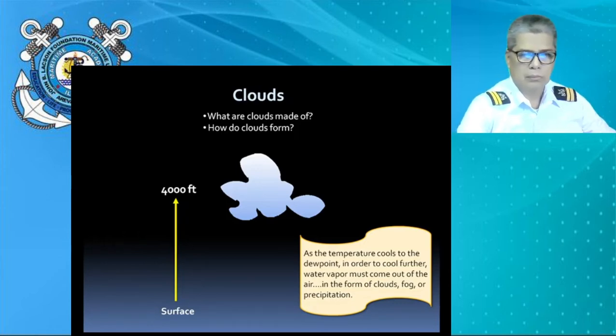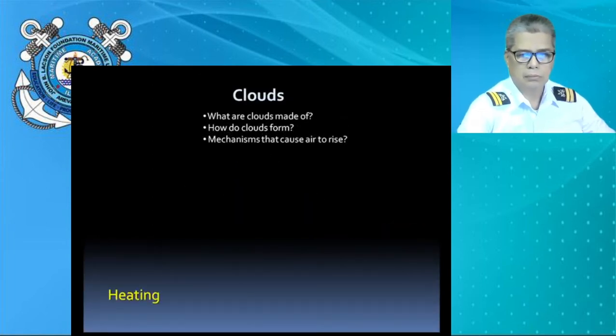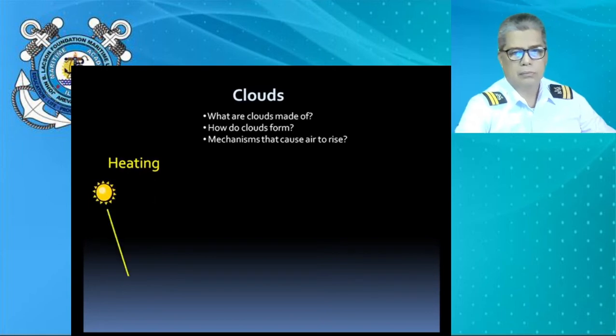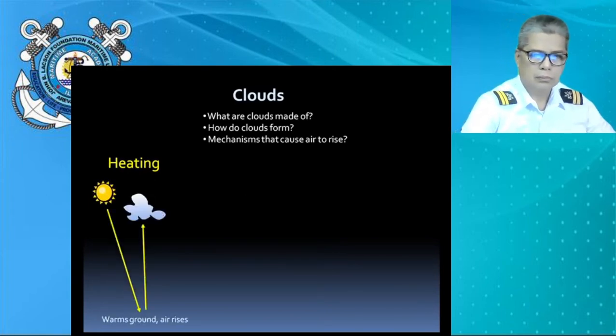Now, let's examine how clouds form. Basically, there are three ways. One is by heating. The sun causes the ground to warm. The warm air rises, cooling as it does, forming clouds.